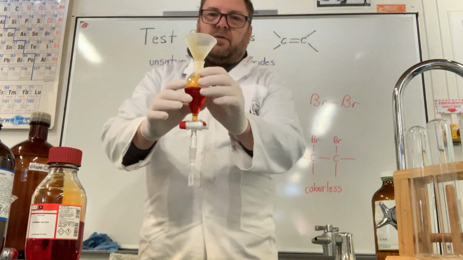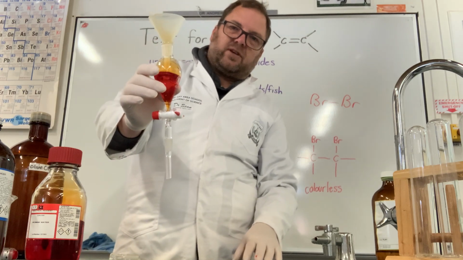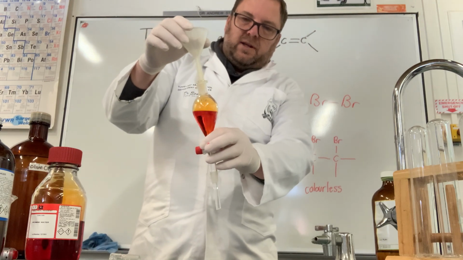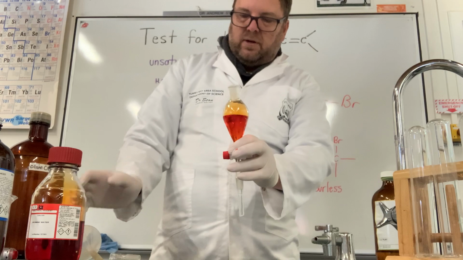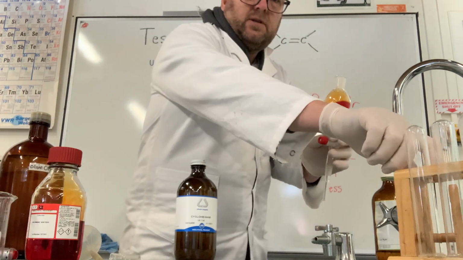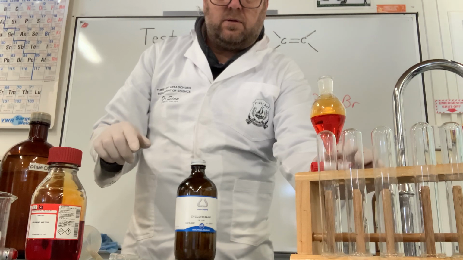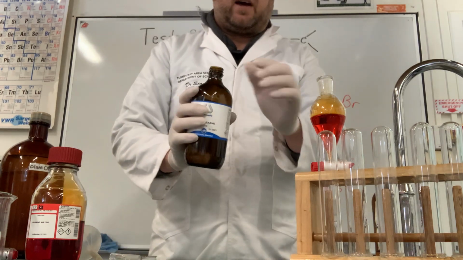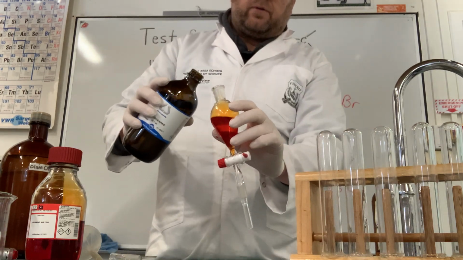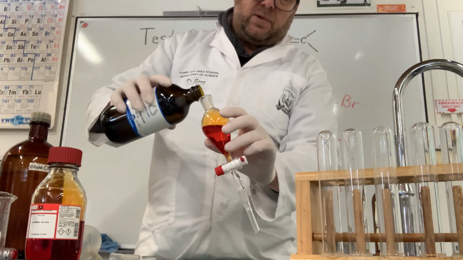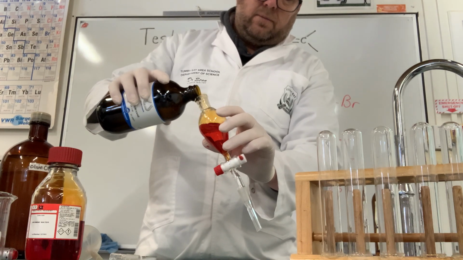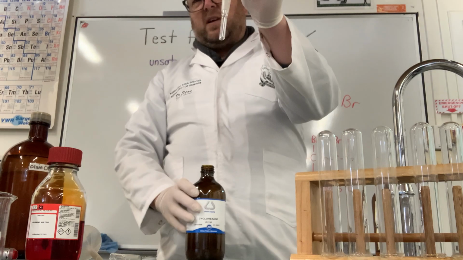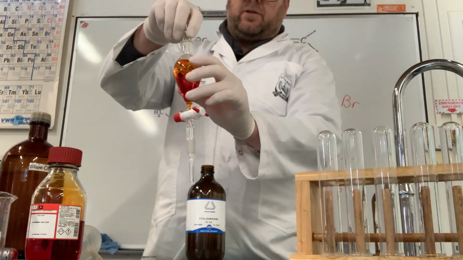So we add it, and the gas is actually flowing down the funnel. I probably added a little too much there. So there's the bromine in the water. Now I'm going to add some cyclohexane, which is a non-polar solvent. Initially this is going to be clear, but when I add it, because bromine is non-polar, it'll prefer to be in the non-polar solvent.